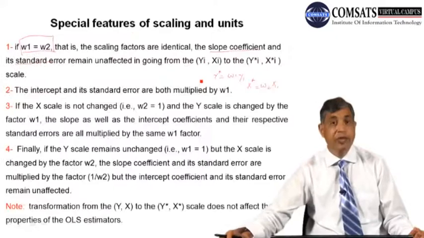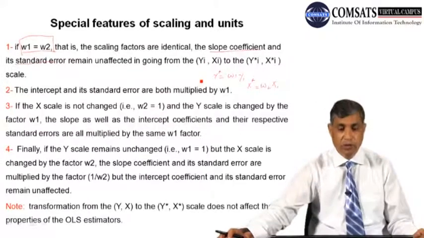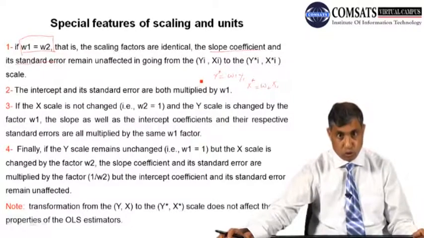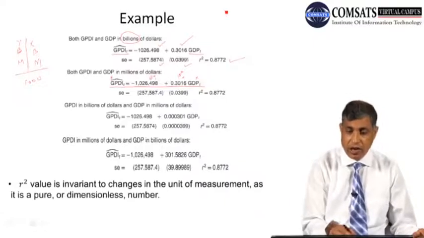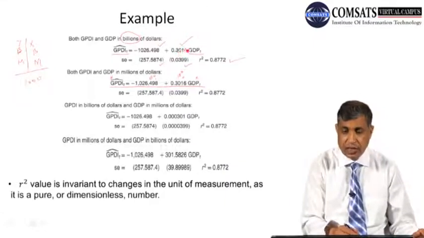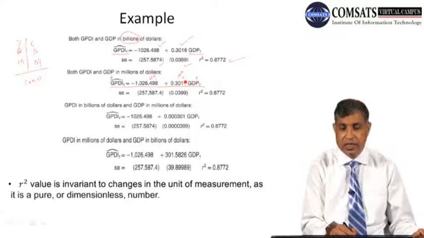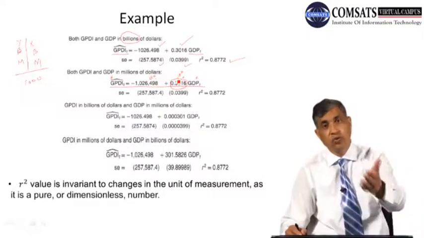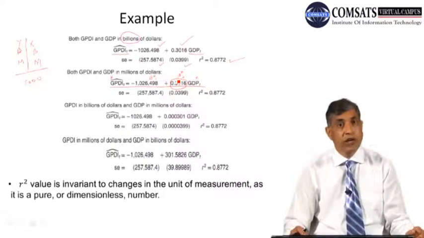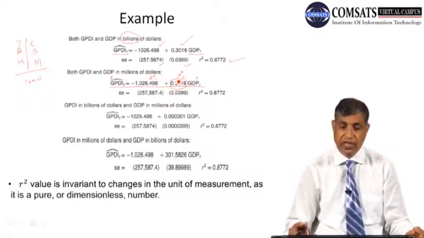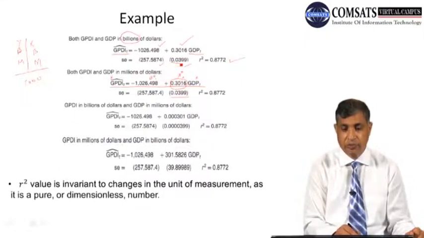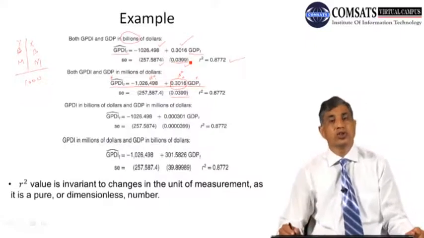Look at our claim that if W1 is equal to W2, there is no change in the slope coefficient and the standard error. Go to your slope coefficient and standard error. Our slope coefficient was 0.3016, and you can see that it is again 0.3016. There is no change. Even though you went from billion to million, there was no change in your slope coefficient. And look at the standard error. You can compare it with this standard error, and there is no difference.